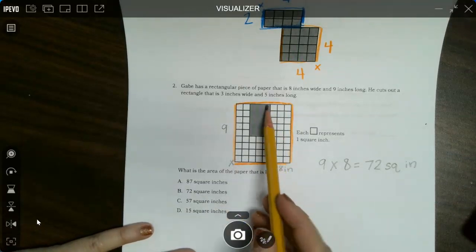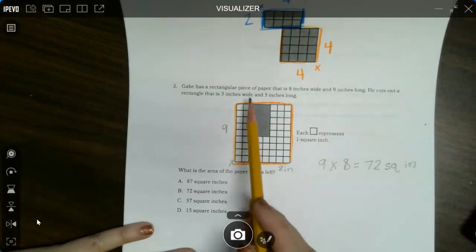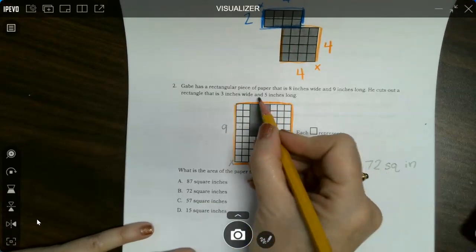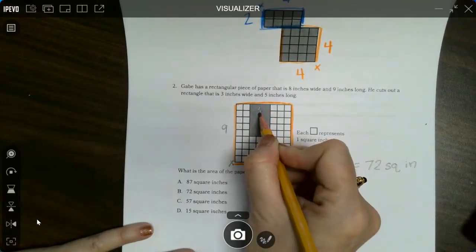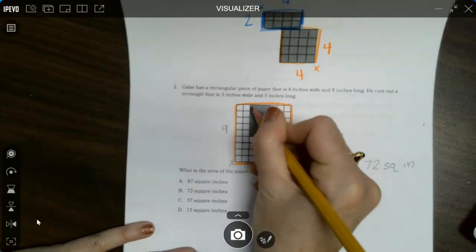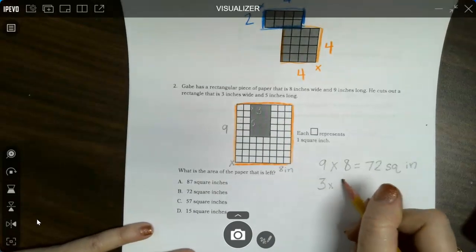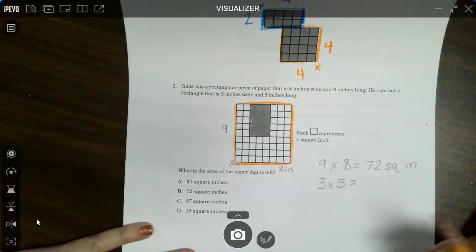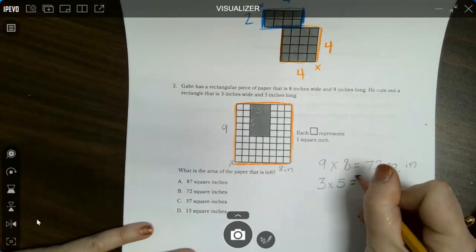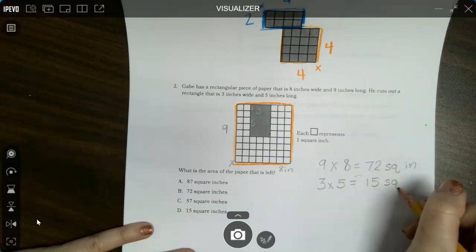However, he cut away some of that. So I need to then find the area of the piece he cut away. They told me this piece was a 3 by 5. So he took away a 3 by 5 piece, or he took away 15 square inches.